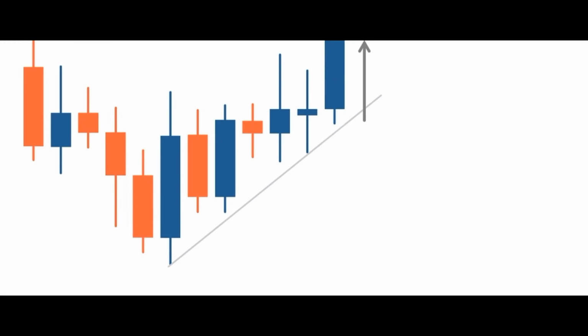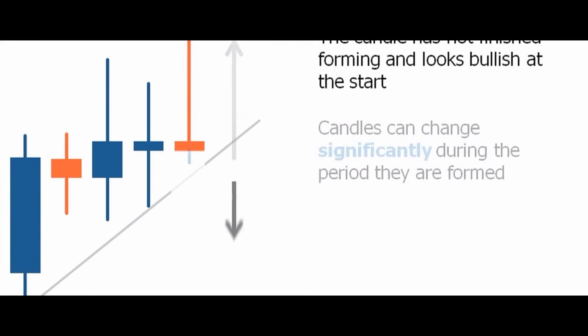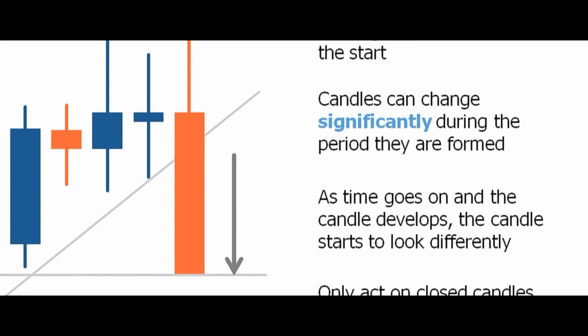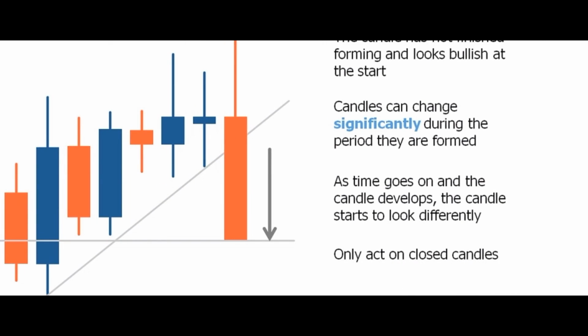A lot can happen during the period in which a candle forms, and the balance in power can shift from one side to the other. Therefore, at the beginning of the candle formation, it could be that the bulls are more in control than the bears. However, during the formation of the candle, sellers could come into the market and change the market sentiment, changing the candle significantly during the time it is formed. What may start out as a bullish candle could end up as a bearish candle. This means you should only ever base a decision on a closed candle.